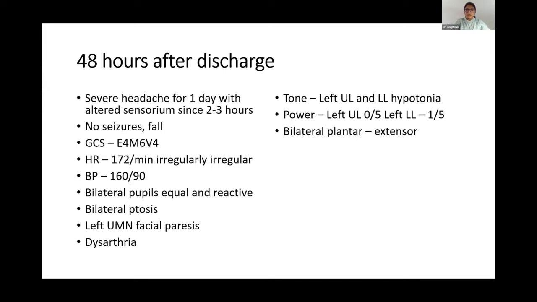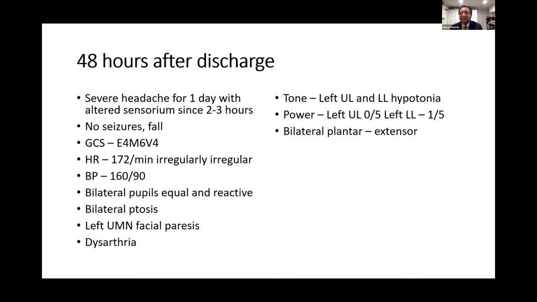Diagnosis. What do you think has happened at this point? Anybody? Take a guess. Would any of the students care to answer the question? And the clue is that you have bilateral plantar extensors, you have altered sensorium, you have severe headaches, worsening of a previous deficit. What do you think has happened?